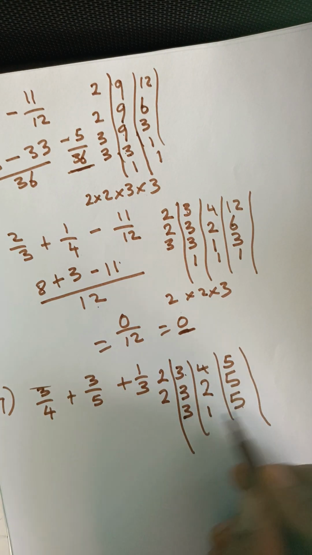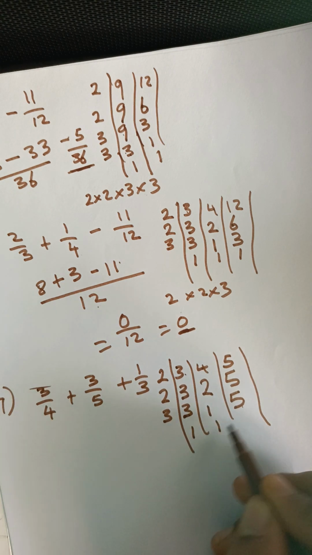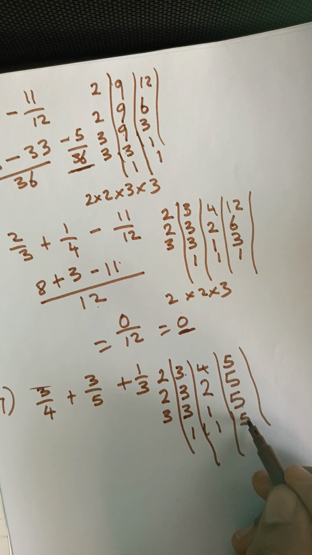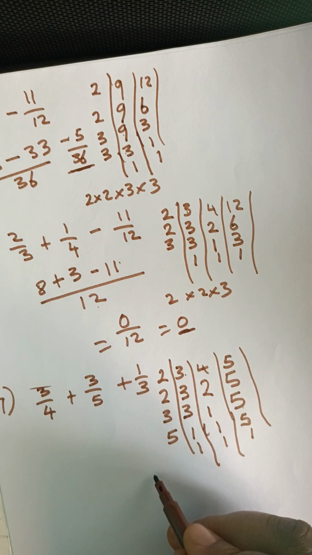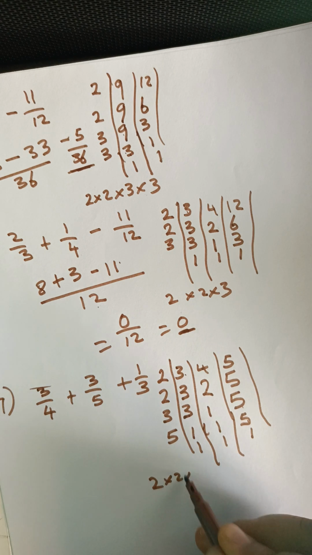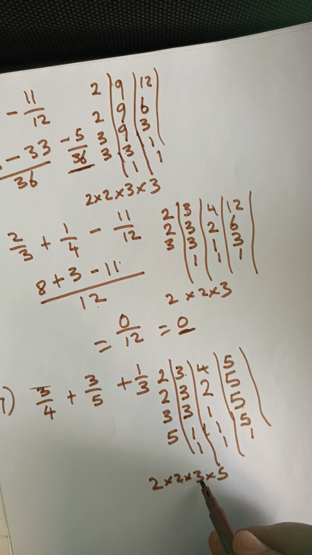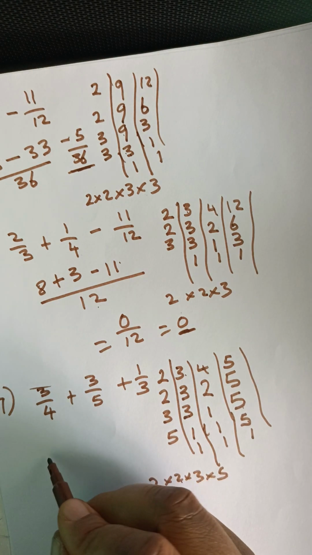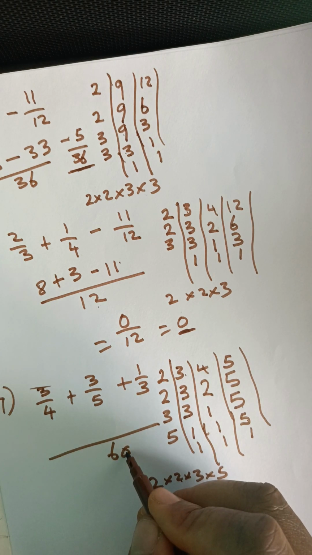What can divide these two numbers now? 3. How many 3s in 3? 1. 3 can't divide 5. So write the 5 down. What can divide 5? 5. 1, 1, 1. So our LCM is 2 times 2 times 3 times 5. 2 times 2, 4. 4 times 3, 12. 12 times 5, 60.